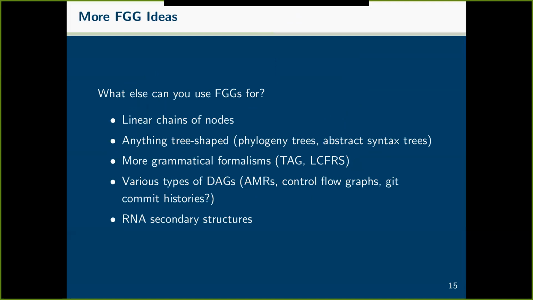So lest you hear this talk and think that FGGs are only good for representing these sort of formal language theory things that we like in NLP, I wanted to tell you some of the other things that you can use them for. You can use them for simple little graph structures like linear chains of nodes or the ring graphs that we saw before. You can use it for anything tree-shaped, as long as each node in the tree can have a bounded number of children. And actually, I'm not even sure if that's a constraint. But any tree thing from any field: phylogeny trees, abstract syntax trees, etc.